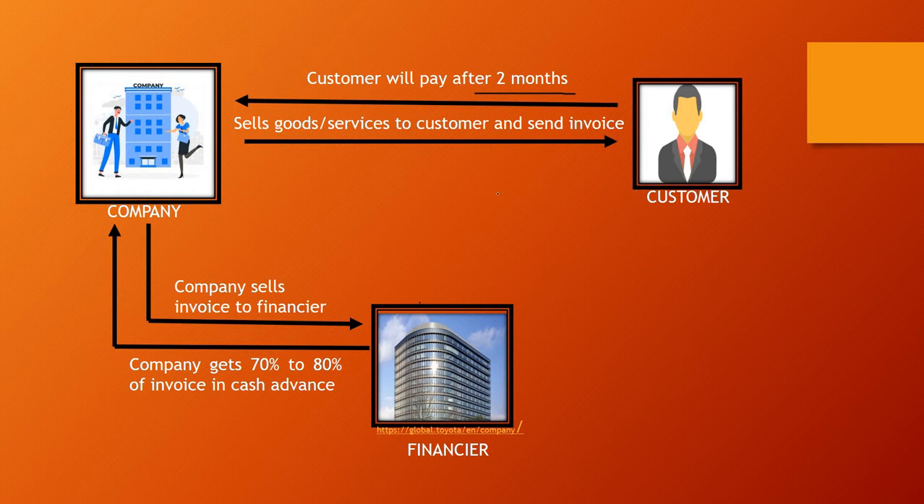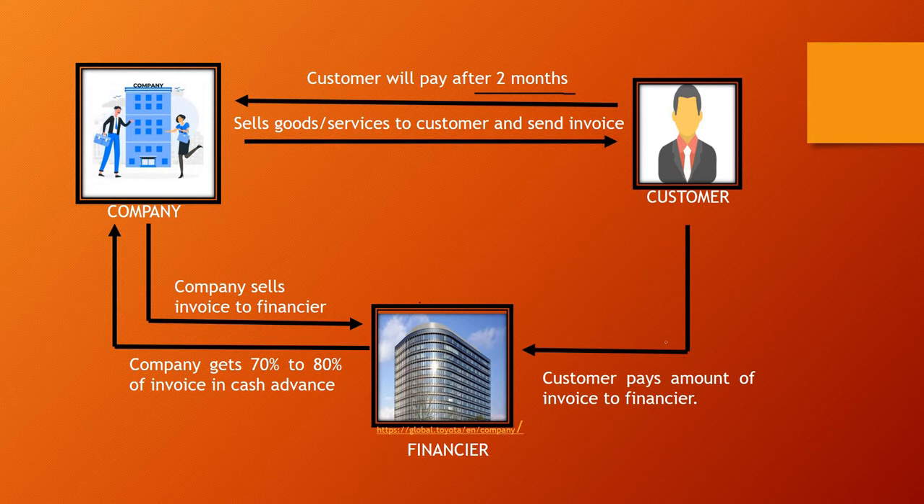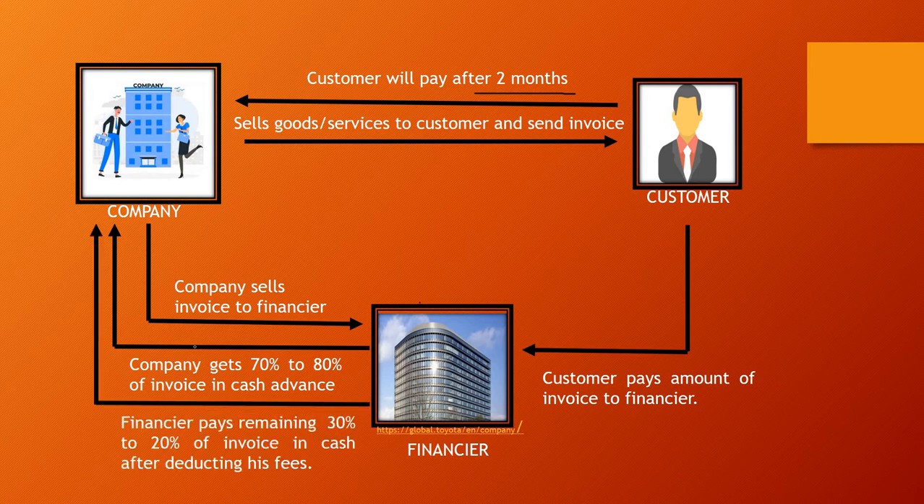Now what will this customer do? This customer will pay the amount to this factor company after 2 months. After 2 months, when this factor company receives the amount from the customer, it will deduct its fees and pay back the balance of 30% or 20% to the company. So the financial company pays the remaining 20 to 30% of the invoice in cash after deducting its fees. So this is the complete process of factoring.